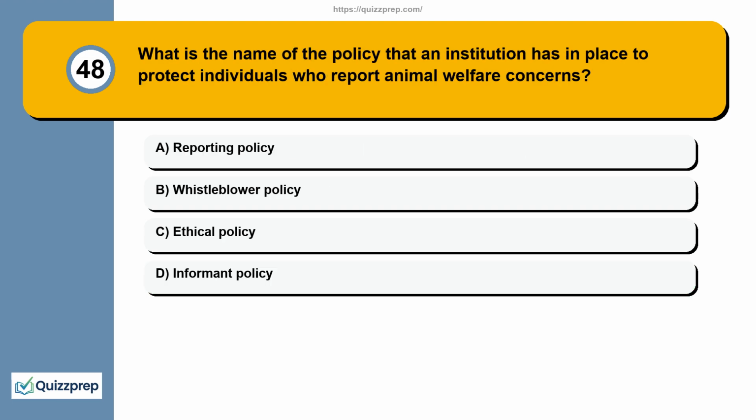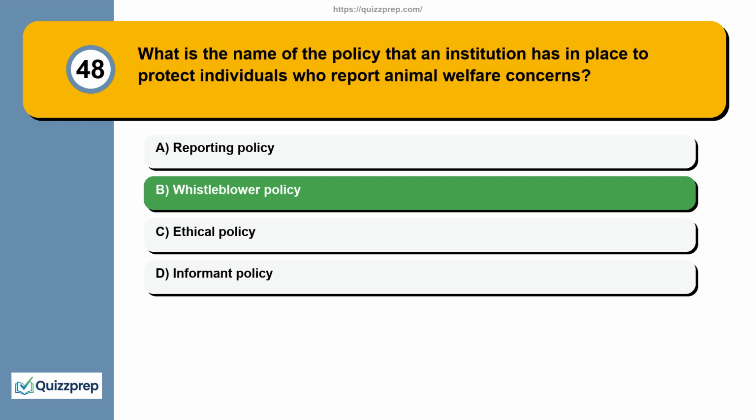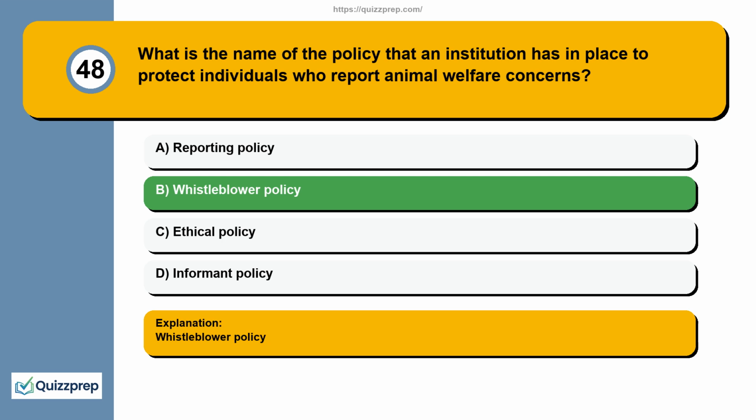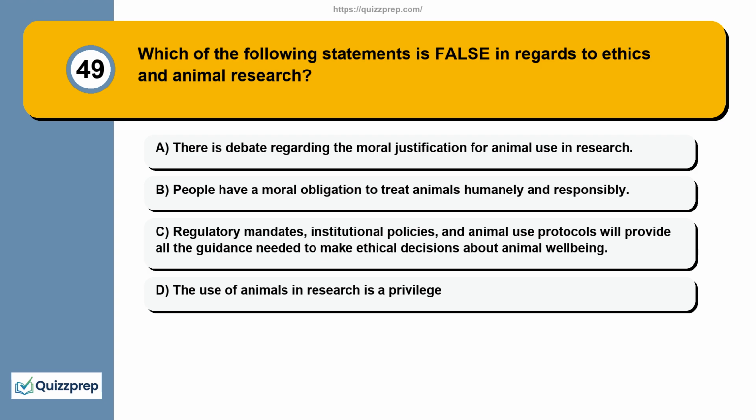Question 48. What is the name of the policy that an institution has in place to protect individuals who report animal welfare concerns? Option A, reporting policy. Option B, whistleblower policy. Option C, ethical policy. Option D, informant policy. The correct answer is option B, whistleblower policy. Whistleblower policy.